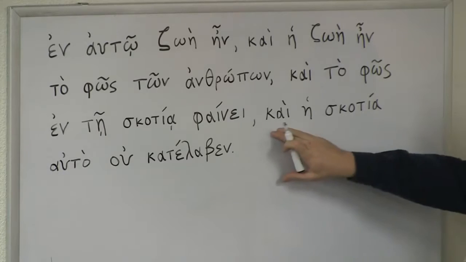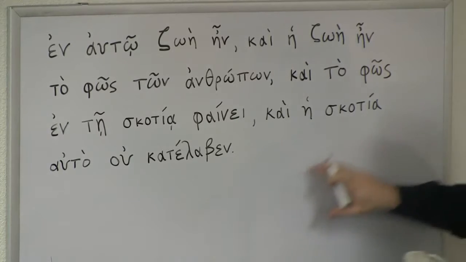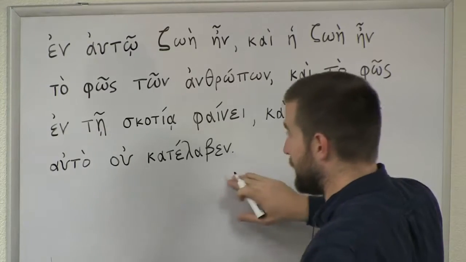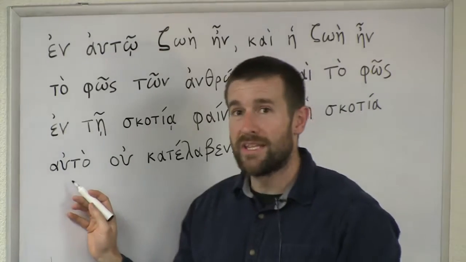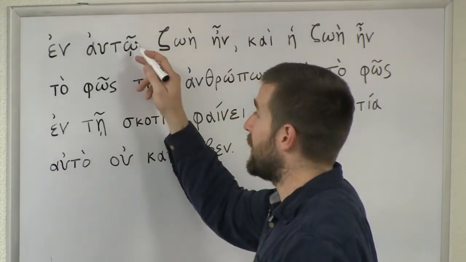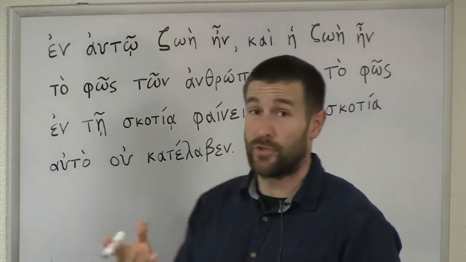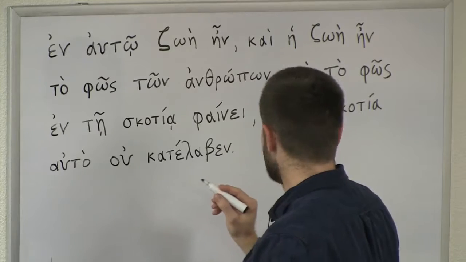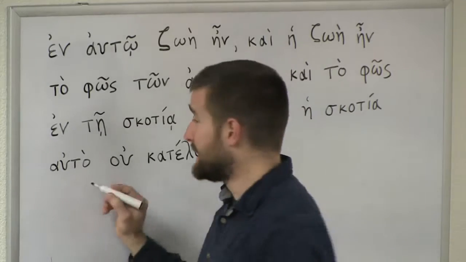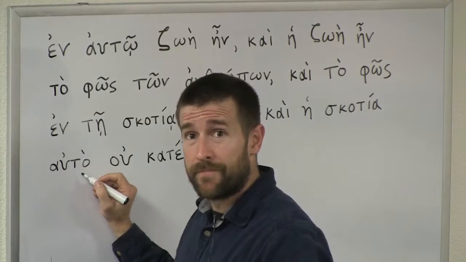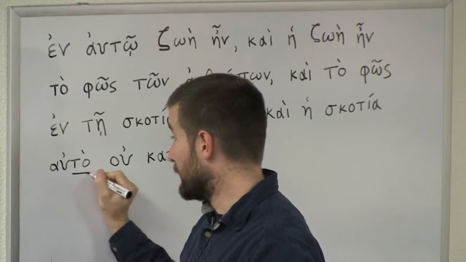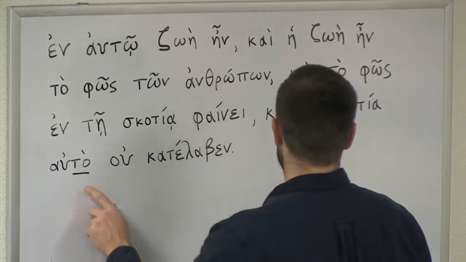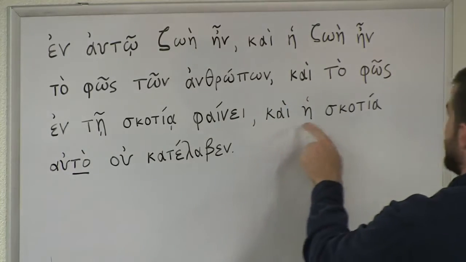Kai skotia, and the darkness, afto u katelaven. Okay, afto is again the personal pronoun, just like afto up here, just like aftu in verse 3. The personal pronoun, but this is not masculine anymore. Now it is neuter, all right? So that should look familiar from the chart. Now it is neuter, because it says, and the darkness comprehended it not.